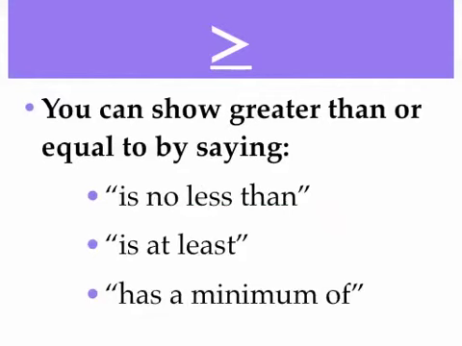Some key words that might tell you to use greater than or equal to would be is no less than, is at least, and has a minimum of. Remember, minimum means the bottom number. That's the lowest that it could be. Now, if you have a minimum of something, then you could have more than that, but you can't have any less.